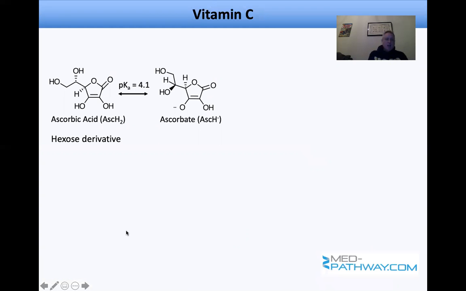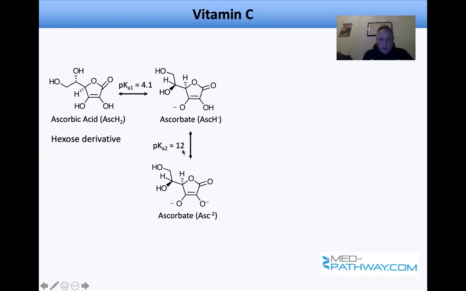Vitamin C is actually a dicarboxylic acid. And if you think about vitamin C more closely, it's actually derived from hexoses. In fact, vitamin C gets into cells through glucose transporters, which is pretty interesting. So it's a dicarboxylic acid. The first pKa is 4.1. What does that mean? It means that at physiological pH of 7.4, that's going to be virtually 100% ionized into the ascorbate form. But the second pKa is 12. And so that's probably not going to exist in any significant amount at physiological pH.